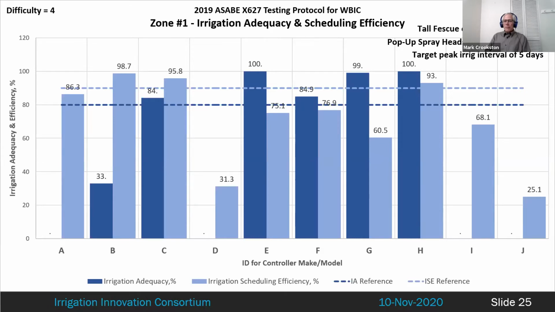For zone 1, controller H had high marks for both, with several others following closely, whereas controllers D, I, and J tested poorly in 2019, whether in part or in full, due to some suspected factors, and I'll bring those up before we get too much farther.